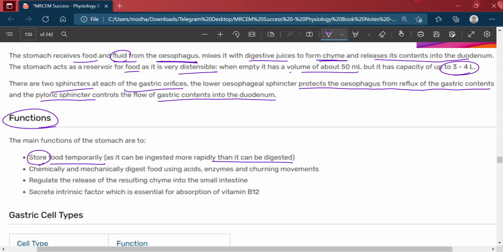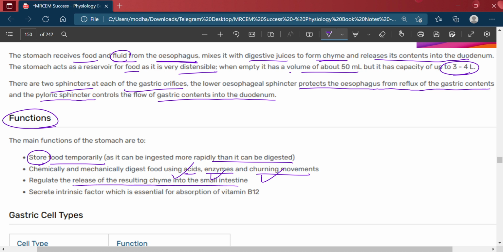Chemically and mechanically digest food using acid, enzymes, and churning movements. Regulate the release of the resulting chyme into the small intestine.